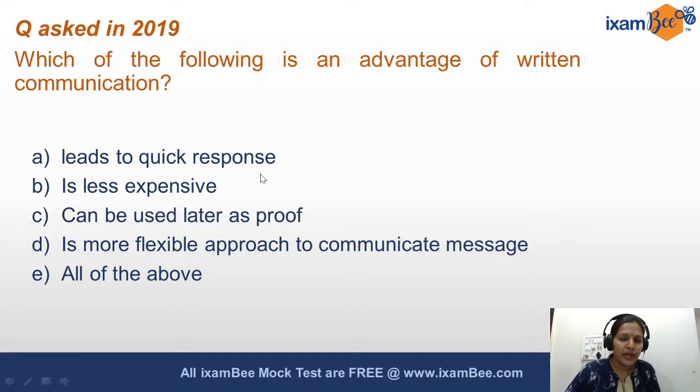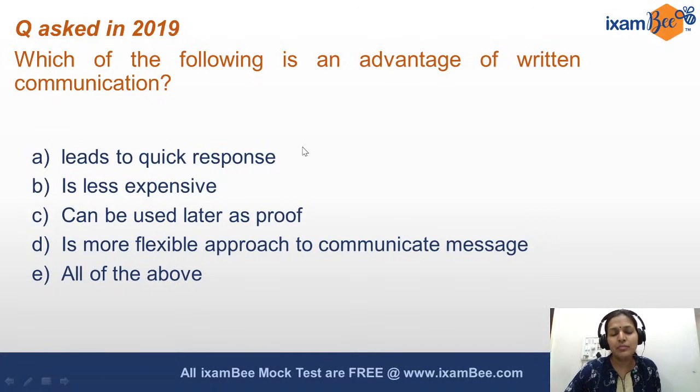Leads to a quick response. Can it be an advantage of written communication that it leads to a quick response? Maybe not. Why? Because if you're writing a letter, you will post it, then the person will receive it, and then he will write a reply to you. Even if you're writing an email, maybe the person doesn't check it immediately. You cannot ensure that the other person receiving your email is checking it immediately. Or if you choose to do a WhatsApp message, you are not 100% sure that the other person is reading your message immediately. So it may not lead to a quick response.